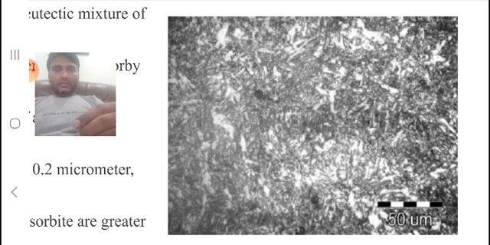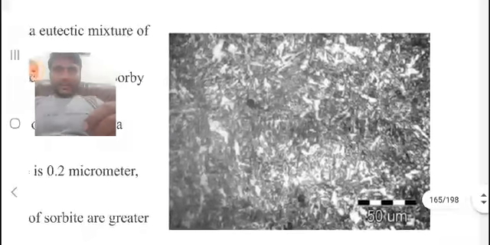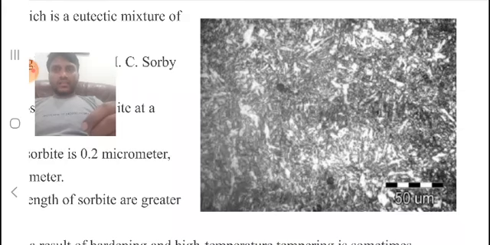Very fine. The entire dark area is the fine structure of sorbite, and white is ferrite. We were talking about the hypoeutectoid steels. Therefore, in hypoeutectoid steel we will have ferrite, and the rest of the portion is sorbite. So the white portion can be easily differentiated from the dark patch areas.